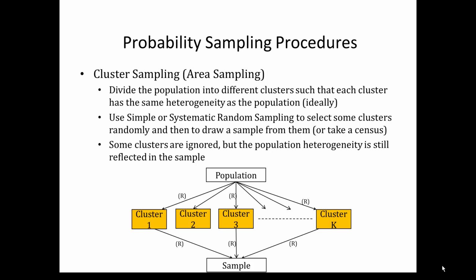Once you have selected the clusters to be sampled, you have a choice. You can include all the sampling units from each selected cluster, that is, take a census of the selected clusters. Or you can draw a sample from each selected cluster, in which case it is called two-stage cluster sampling or two-stage area sampling. This second stage of sampling also requires a simple random or systematic random sample.